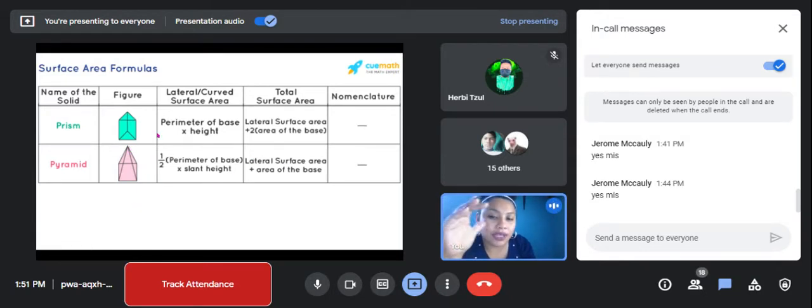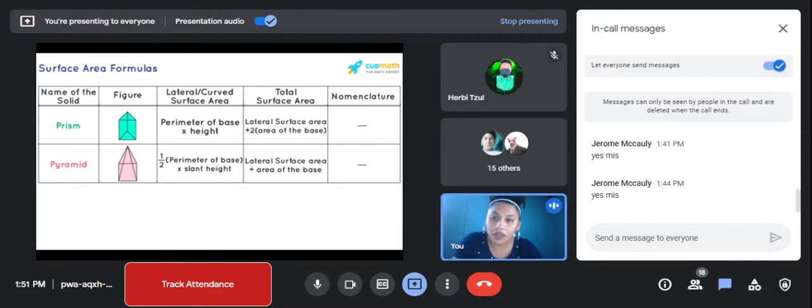And we have to do the same procedure. We have to find the curved surface area, and then we're going to use the curved surface area, or the lateral surface area, because it has two names, to find the total surface area. All right. So I'm going to put it in the chat again. And then we're going to do one example, and then we're going to go into the word problems.